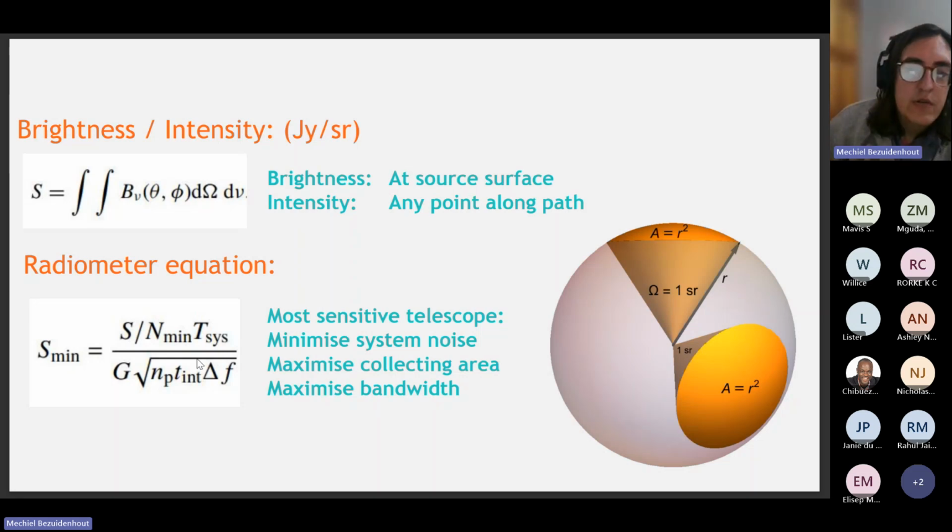So in other words, to build the most sensitive radio telescope, the things that are within your control are to minimize the system noise, which means to have as little noise in the system as possible, to maximize the collecting area of the telescope. So in an interferometer, that means maximizing the number of dishes that you add together, and then to maximize the bandwidth that you're working with. So observing over as wide a range of frequencies as you can.